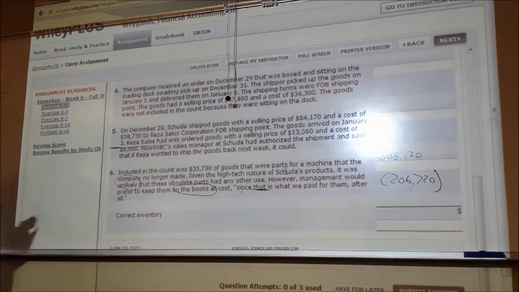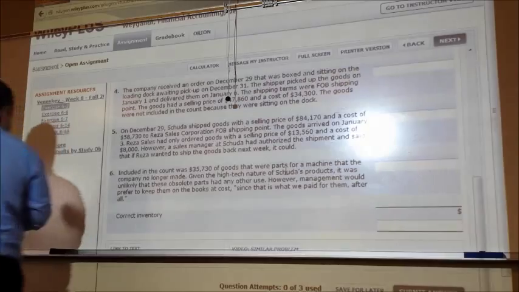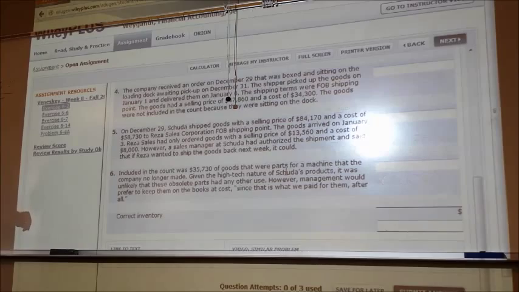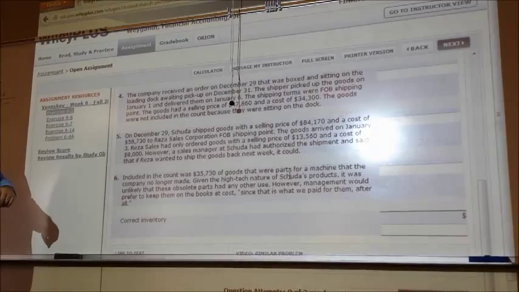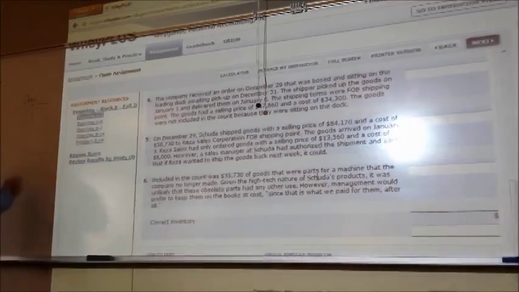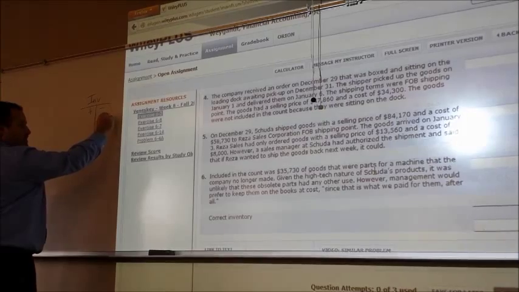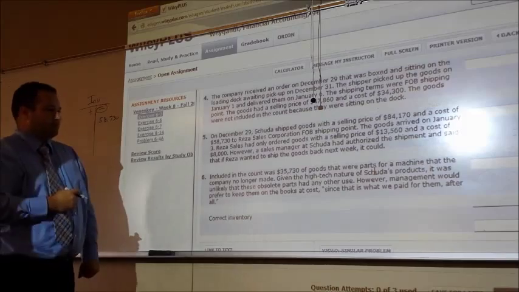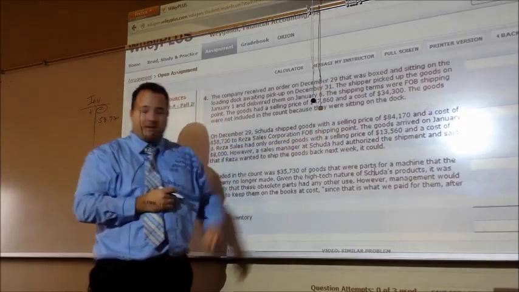Skip down to number 5. On this one, it's going to help if you have a T account going. All right, we shipped goods. We brought in $84,000. They cost us $58,000. I'm going to put that on here. We shipped goods that cost us $58,730. So we lost inventory. FOB shipping point, that's important.